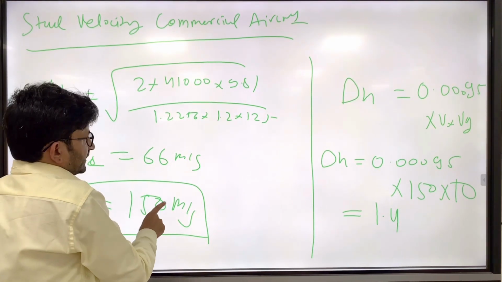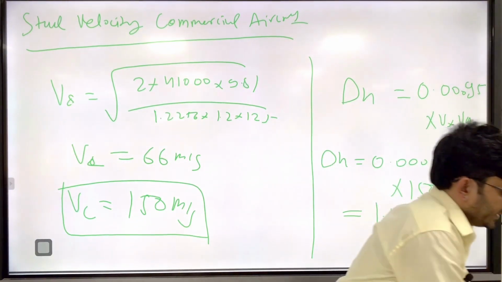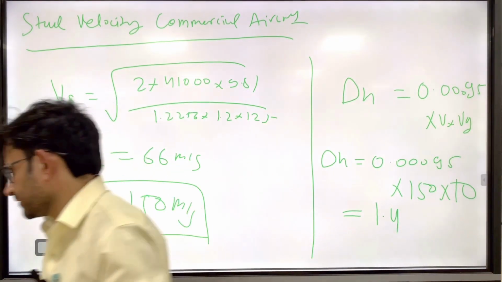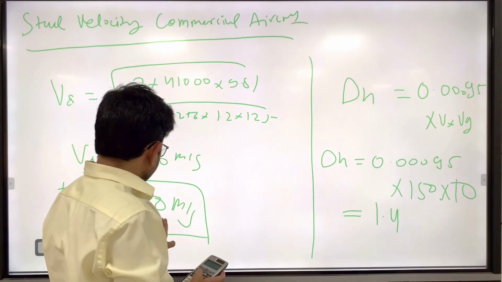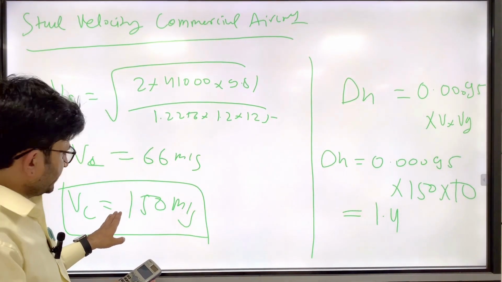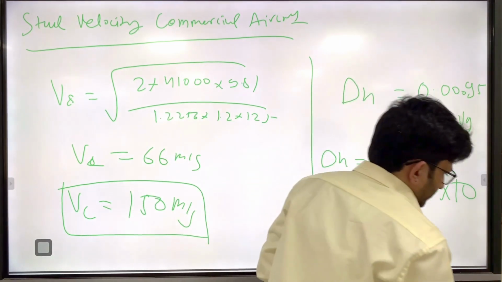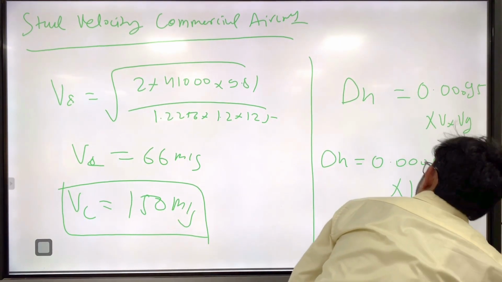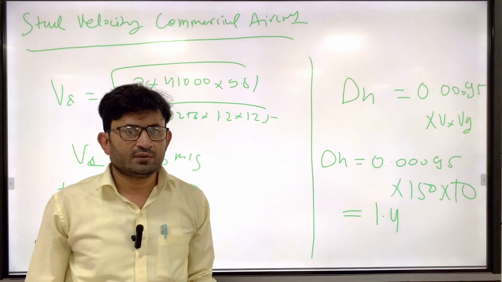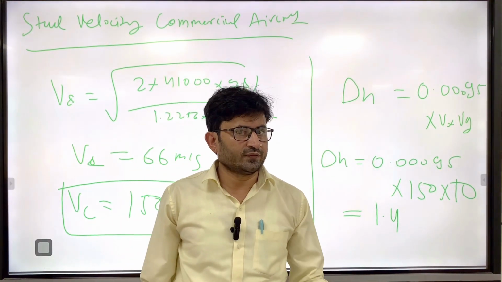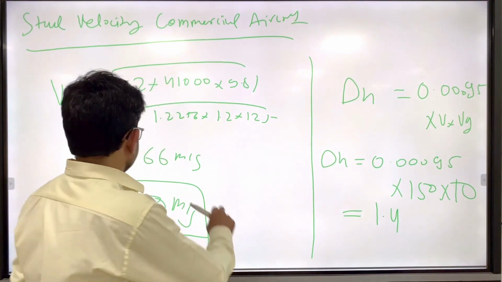Cruise speed is 150 meters per second. You can relate the cruise speed with stall speed: 150 divided by 66. That means cruise speed is roughly 2.3 times the stall speed. So now you can see delta n is coming to 1.4. So beautifully, if delta n is 1.4, then 2.4, you are inside the envelope only.